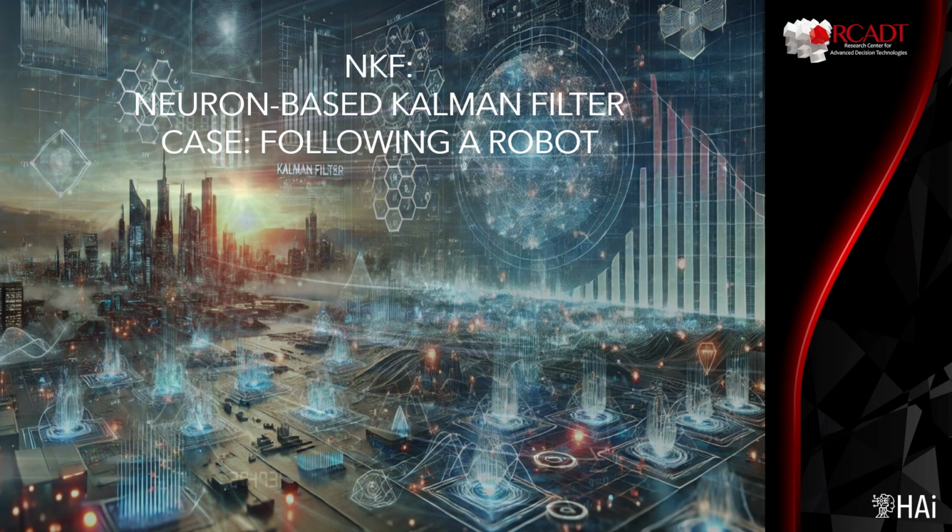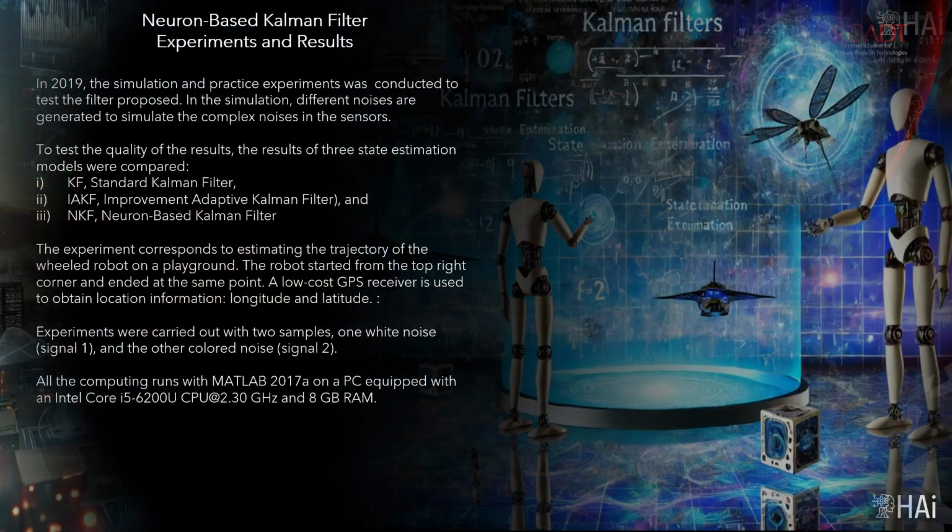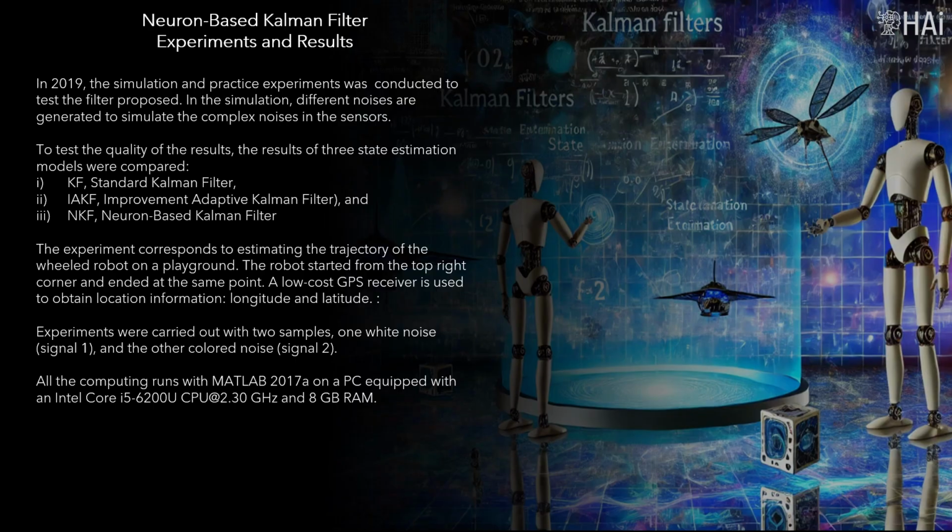NKF, neuron-based Kalman filter. Case: following a robot. In 2019, the simulation and practice experiments were conducted to test the filter proposed. In the simulation, different noises are generated to simulate the complex noises in the sensors. To test the quality of the results, three state estimation models were compared: KF, standard Kalman filter; IAKF, improved adaptive Kalman filter; and NKF, neuron-based Kalman filter.